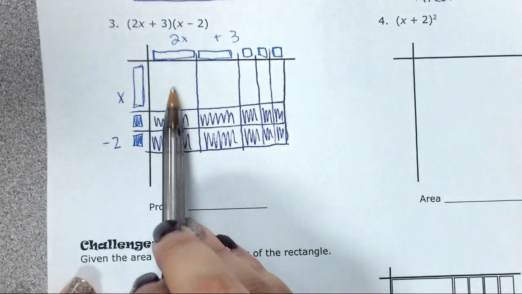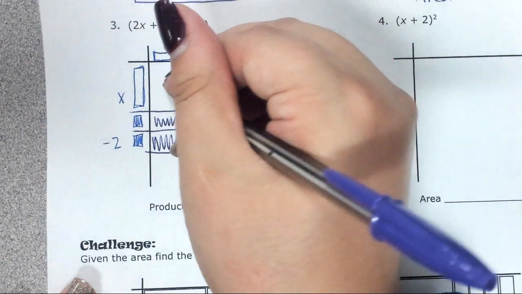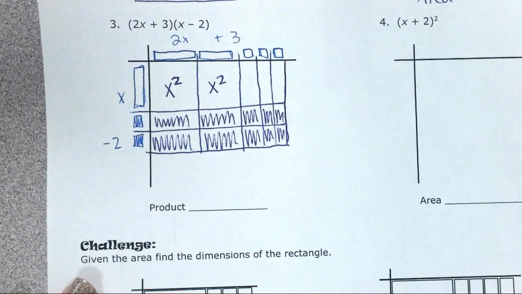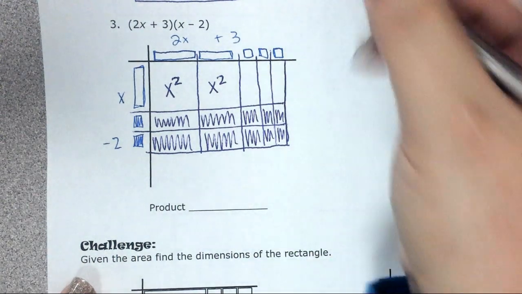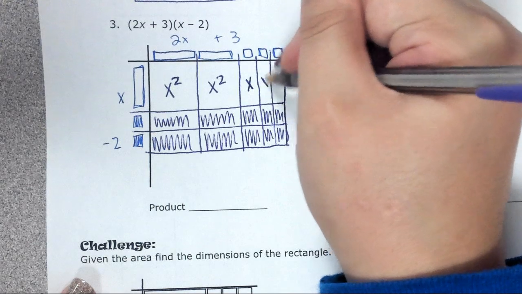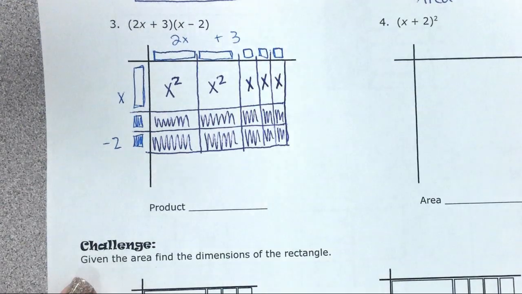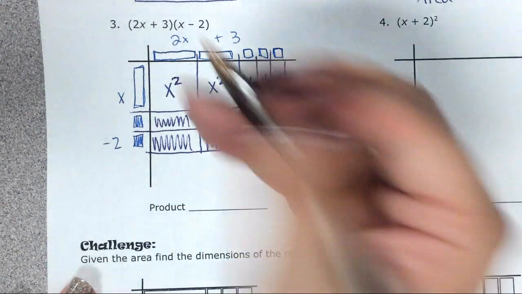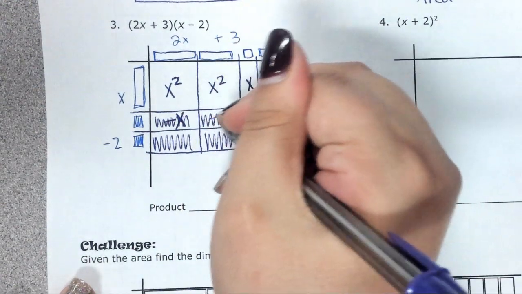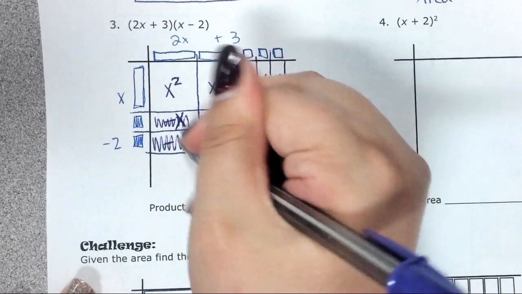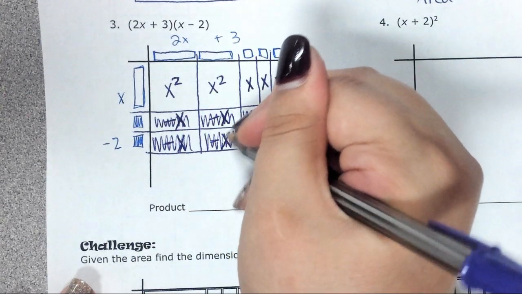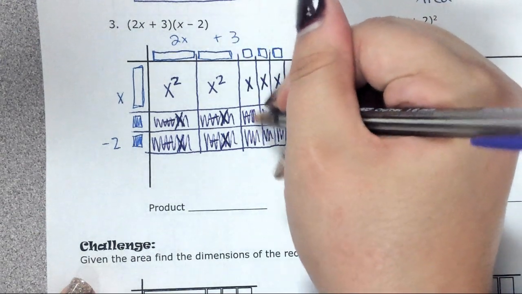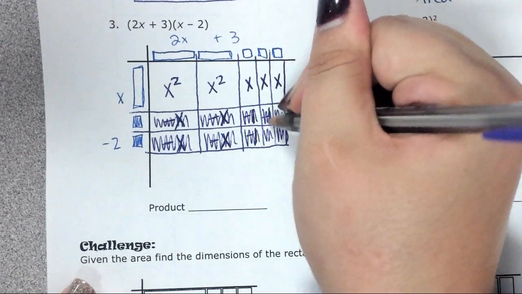So here, I have these big ones. What are they called again? X squareds. And I have these long ones, which are x's. Now these are also long, but what's different? They're negative x's. And these are the little ones. Again, do you see how you can get them mixed up real quick if you don't draw neat? These are negative ones.